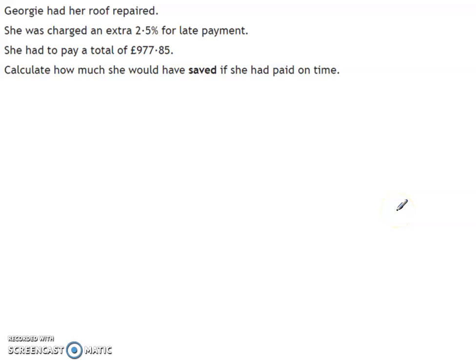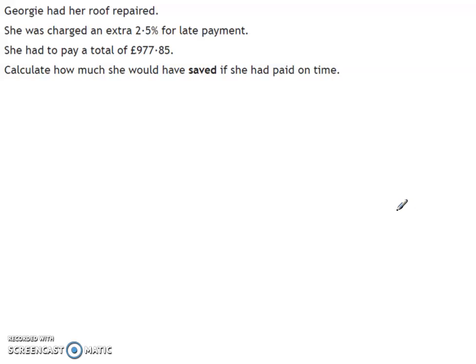Percentages are another key topic that we have to deal with throughout the entirety of our maths career, and these kinds of questions here are the sort of reason why. Now this question asks about Georgie having her roof repaired. She's charged an extra 2.5% for late payment and she has to pay a total of £977.85. We have to calculate how much she would have saved had she paid on time.